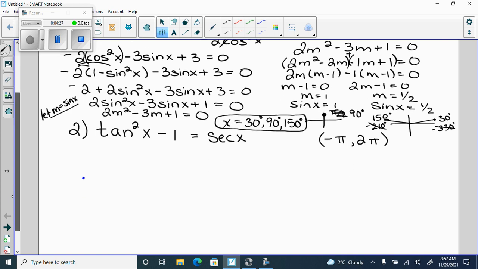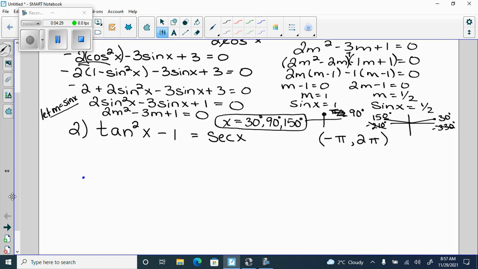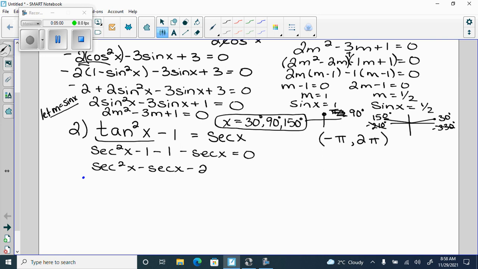This one, the tan squared is the one that has to go. Tan squared up here, if I move the 1 over, tan squared is secant squared theta minus 1. So this can be replaced with secant squared theta minus 1, and then move my secant over. I don't have to distribute or anything with this one because it doesn't have a 2 in front like the cos did. Then I get secant squared x minus secant x minus 2 equals 0.